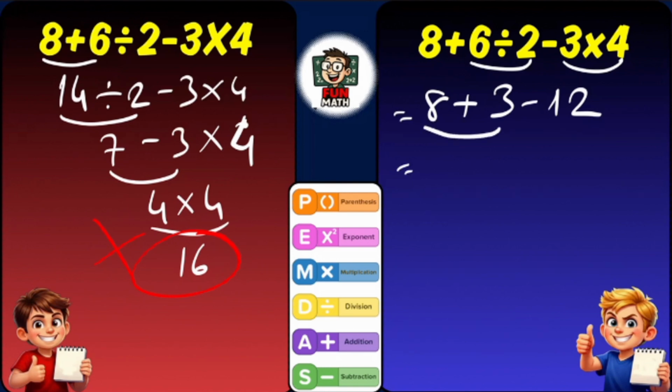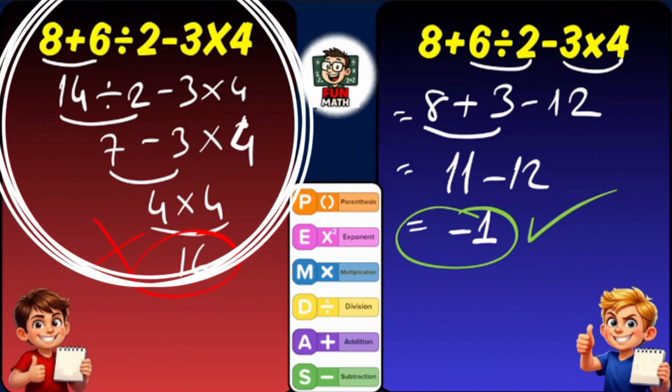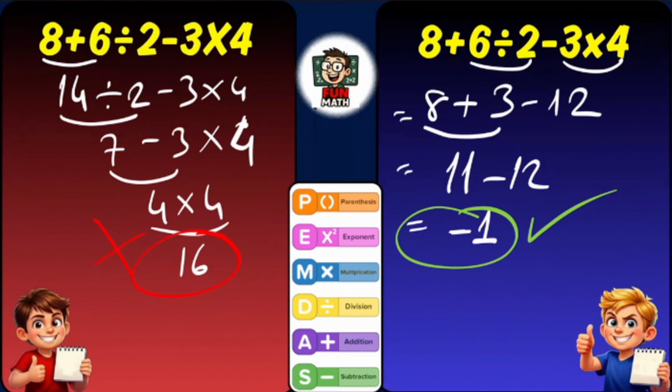First, addition. 8 plus 3 equals 11. Finally, subtraction. 11 minus 12 equals negative 1. The correct answer will be negative 1. Okay, today we learned the wrong answer, the correct answer, and the rule behind it. I hope it makes sense now.